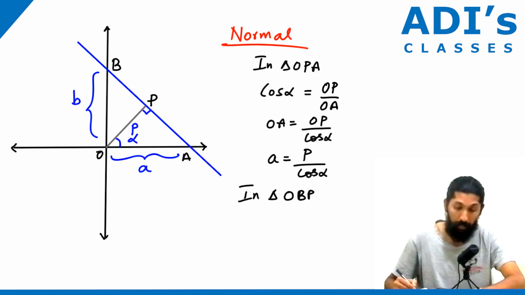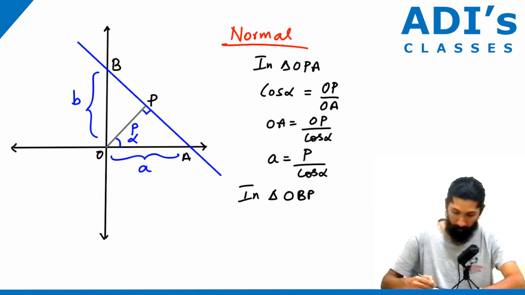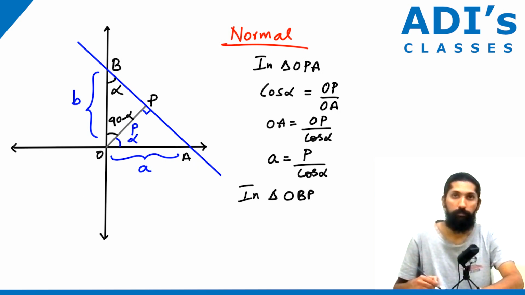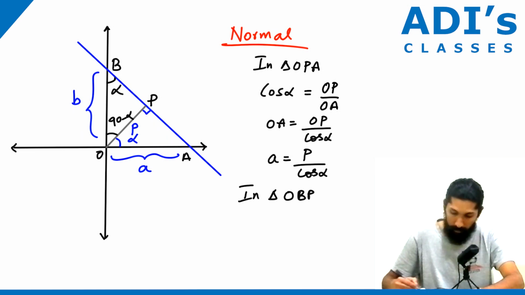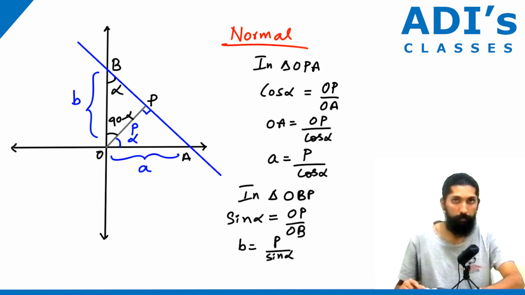That is in triangle OBP. Now here you need to understand what is alpha, what is sine alpha and everything. You know alpha here. That means this angle is going to become 90 minus alpha, correct? So this angle becomes alpha. So for this one, let's take sine alpha. Sine alpha is equal to OP divided by OB. So OB value is B. So we can write B is equal to P by sine alpha. So we got A, we got B, correct?